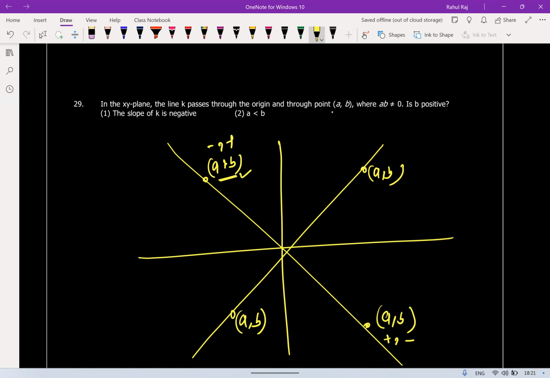Option number 2 says A is less than B. A is less than B in this case, but B can still be positive. A is less in this case for sure, but both can be negative. That's not an issue. But when you combine, then the entire scope lies only in the second quadrant, because it says the slope of K is negative and A is less than B. A is less than B only in this situation. So B will always be positive.